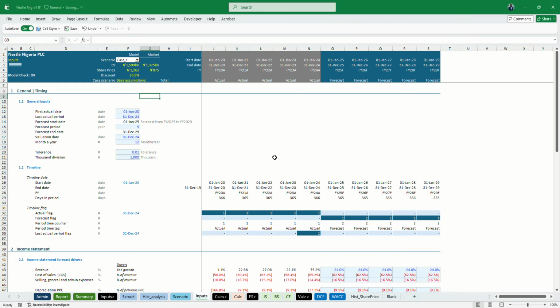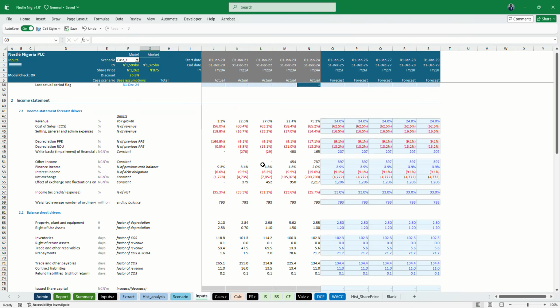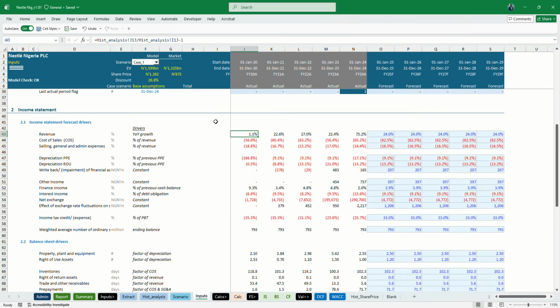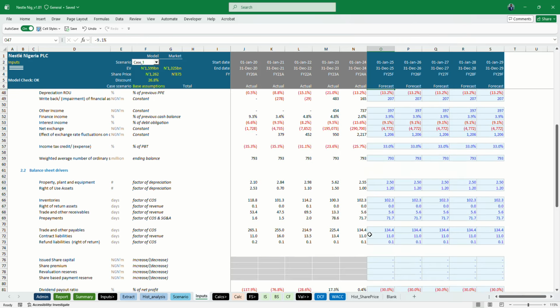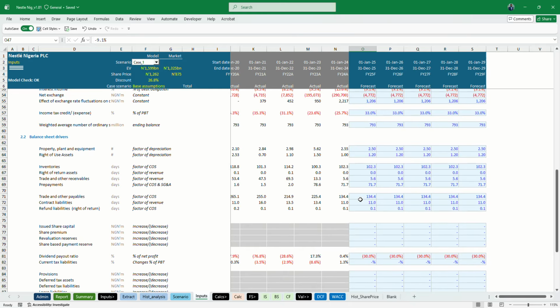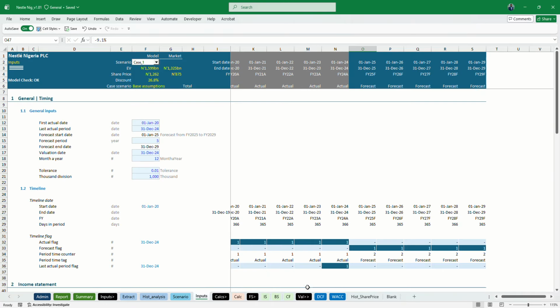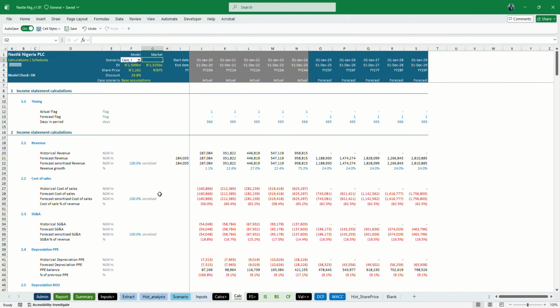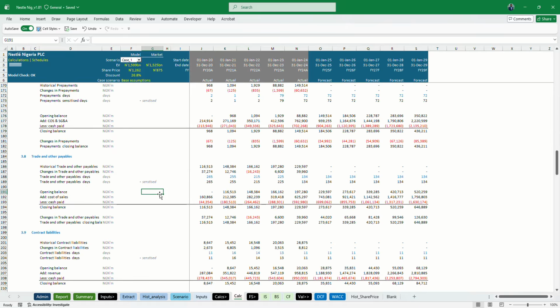On the part of the input, it's quite straightforward, right? And you can see here what the historical data looks like: revenue, cost of sales, SG&A, and also their driver, percent of revenue, per year. So you can see it's quite easy for you to walk through and also understand. So we have what the historical values look like, and then the forecast data points we are using. The same thing for the balance sheet line items. They're quite straightforward, easy to understand. And here we have the calculations, also quite straightforward, easy to understand.